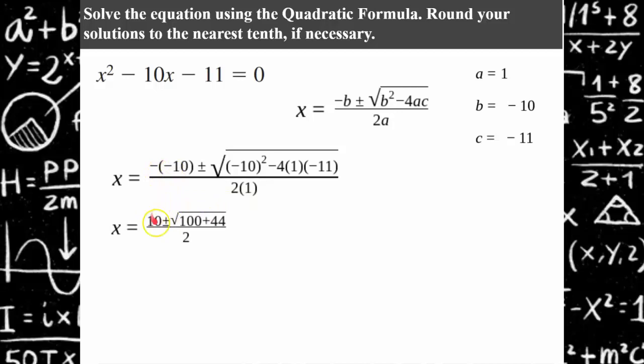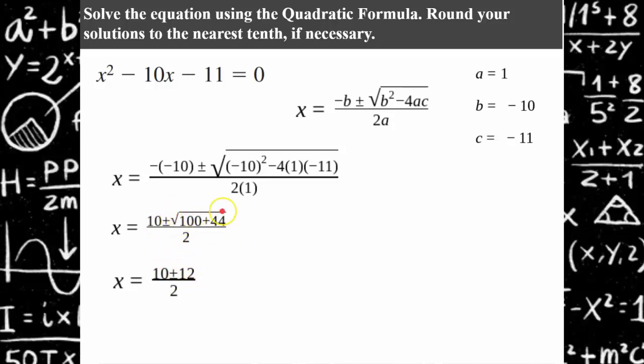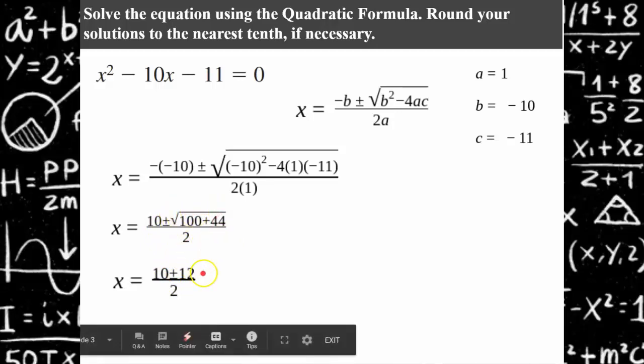Negative negative 10 is positive 10. Negative 10 squared is 100. And negative 4 times 1 is negative 4, times negative 11 is positive 44. So if I find the square root of this, that would be my next step for order of operations. 100 plus 44 is 144, and the square root of that is a perfect square. It is 12. So I have 10 plus or minus 12. So I got that from the square root of 144, all divided by 2.